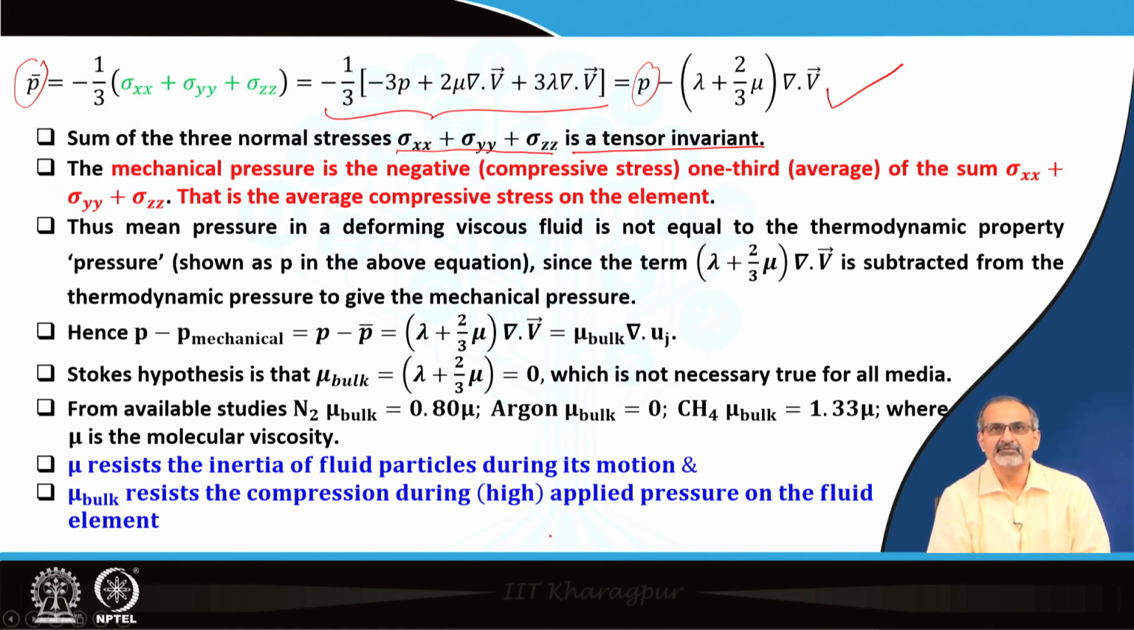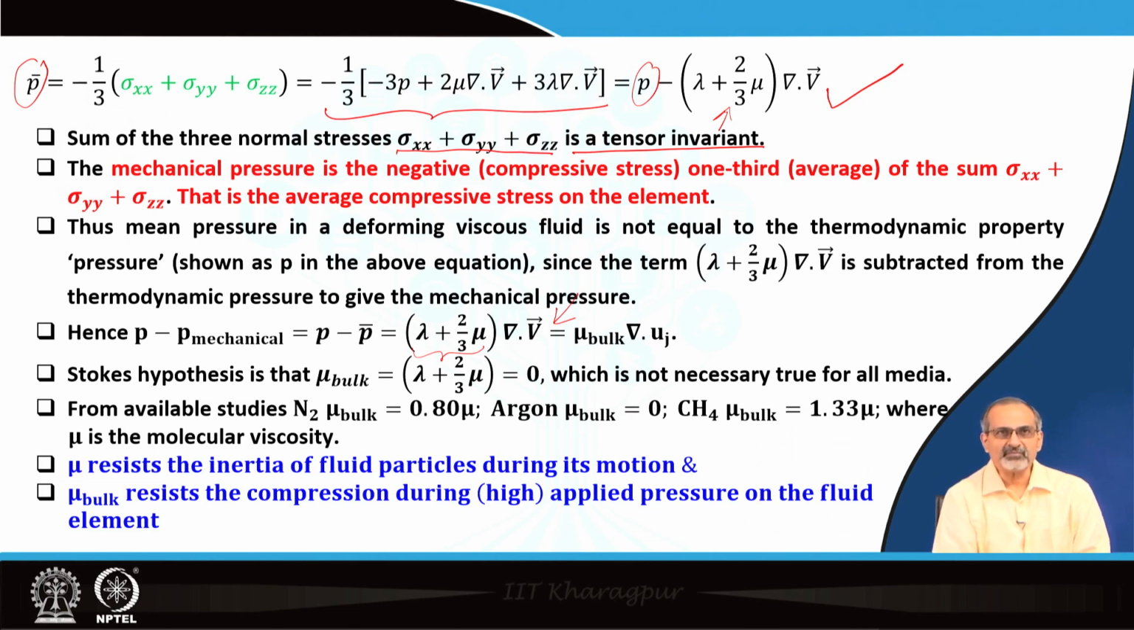Thus, the mean pressure in a deforming viscous fluid is not equal to the thermodynamic property which we call pressure and indicate by p in this equation, since the term lambda plus 2/3 mu within brackets times the divergence of V is subtracted from the thermodynamic pressure to give you the mechanical pressure. This would mean that if you take the difference between p and p mechanical, that is p minus p bar, you would have this term that we have mentioned over here, and we are calling this bracketed term mu bulk because it is associated with the bulk modulus. Stokes originally put forward a hypothesis that lambda plus 2/3 mu would be equal to 0, which would mean that mu bulk is equal to 0 identically.